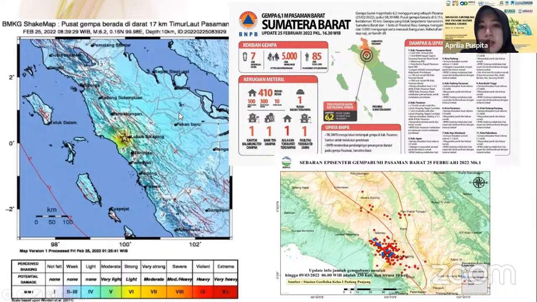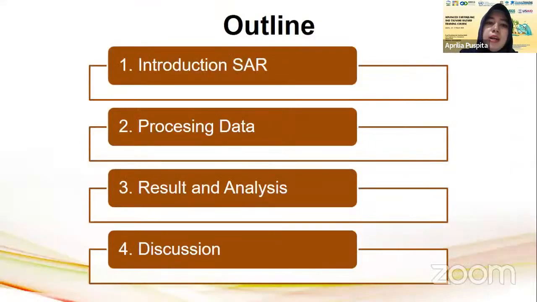So, given this event, it is very important to provide information about the deformation area, so that we can map the areas experiencing surface deformation or with high potential for deformation, as a mitigation effort, and we can identify the seismogenic fault here. And this is the outline of my presentation.